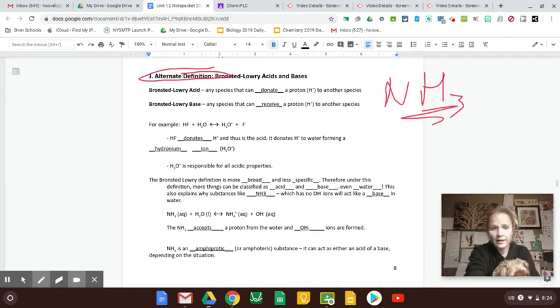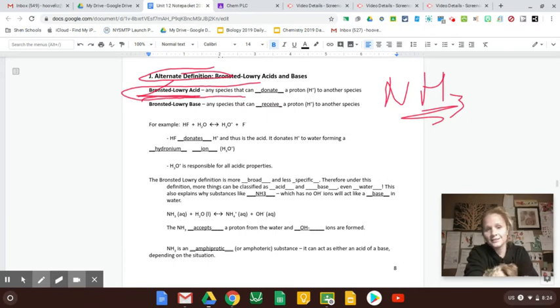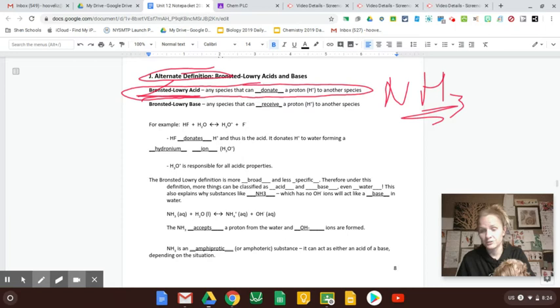So here it is. It is called Bronsted-Lowry. You don't need to know that, but that's who came up with the definition. It says acids are anything that donate a proton, or H+. So that's really the same as our last definition. Acids aren't changing under this alternate definition. Instead of saying releases H+, they say donates H+. So really the same thing.